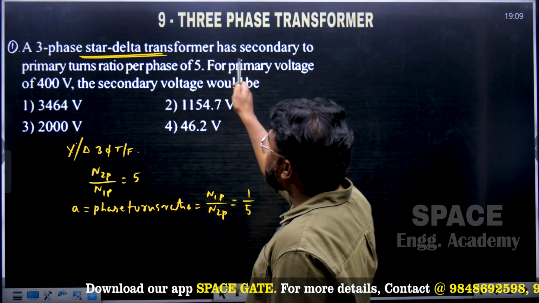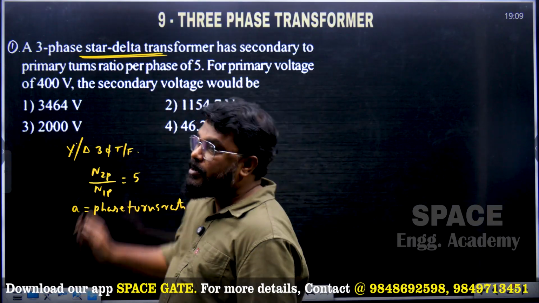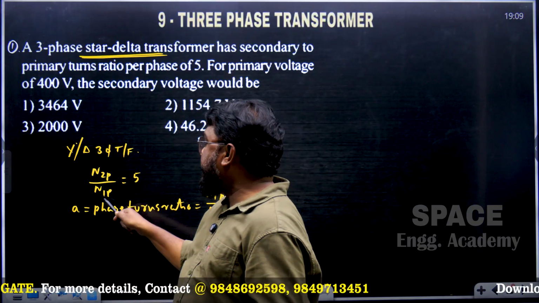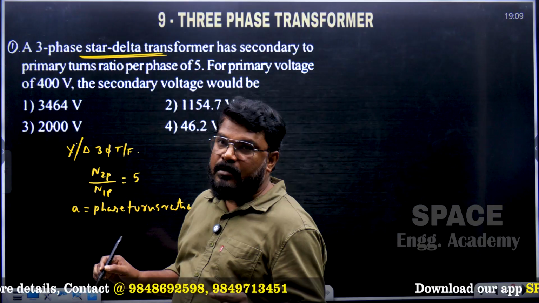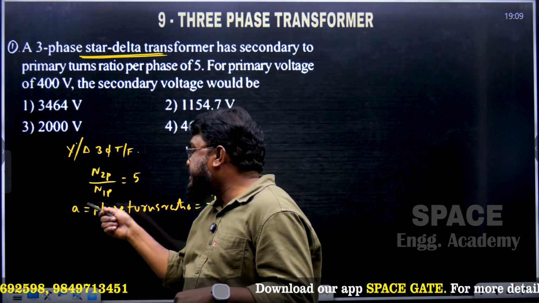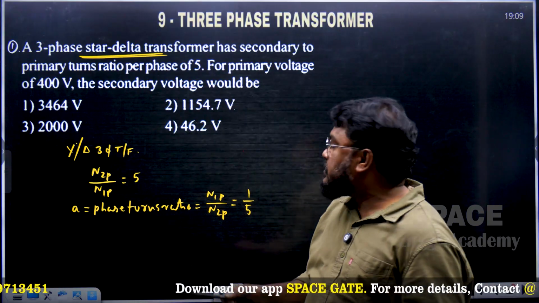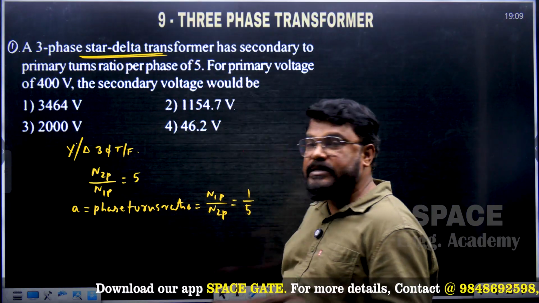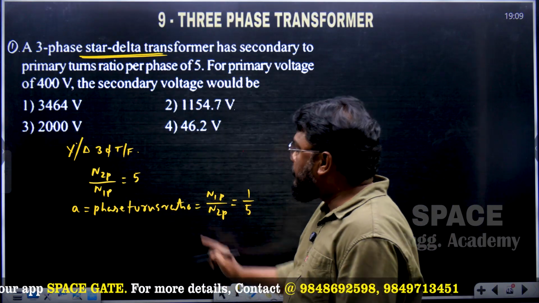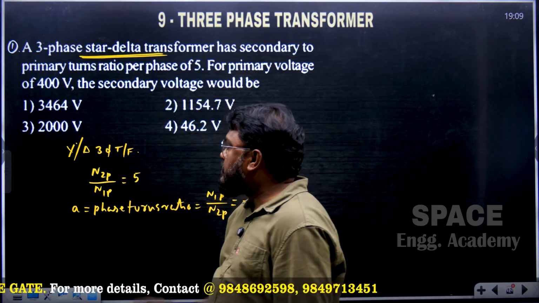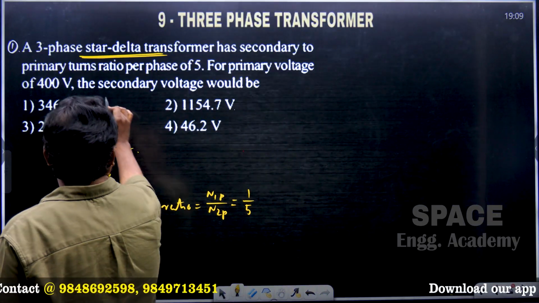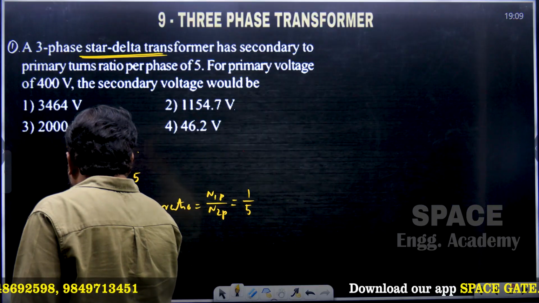So there are chances of confusion here. The question says secondary to primary, so N2 phase by N1 phase is equal to 5. When we convert, a is nothing but the phase turns ratio, equal to N1 phase divided by N2 phase, which is 1/5. So we got the phase turns ratio and also the star-delta three-phase transformer. Which voltage is required? The secondary line voltage is required.